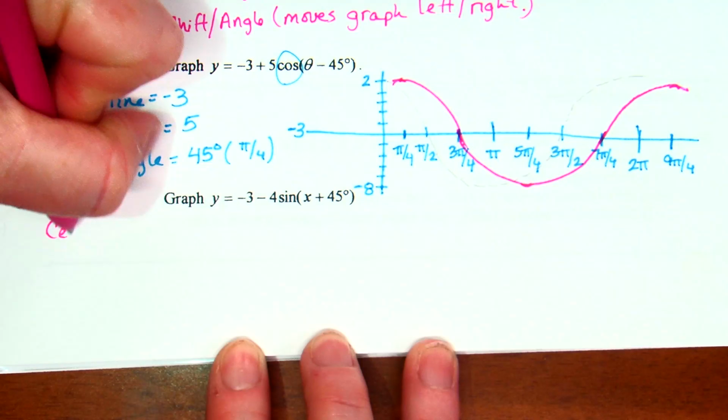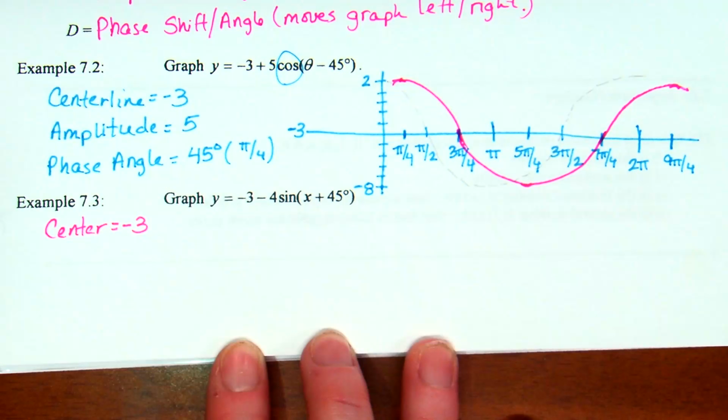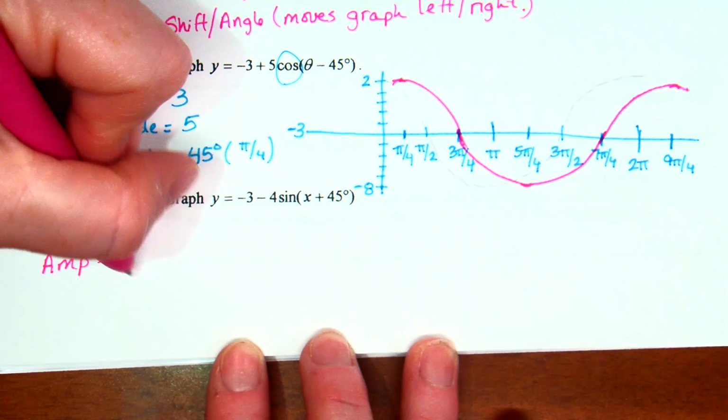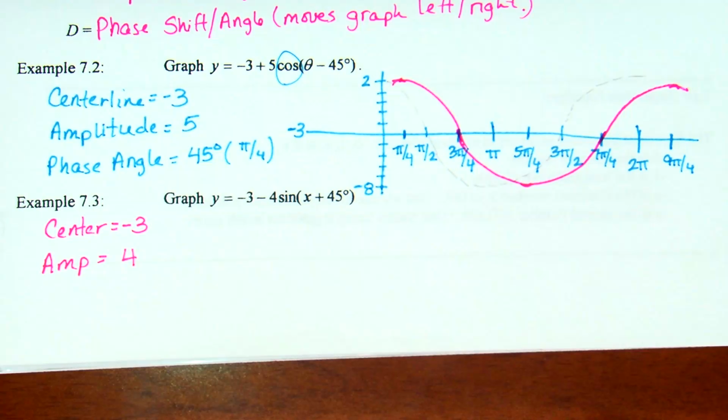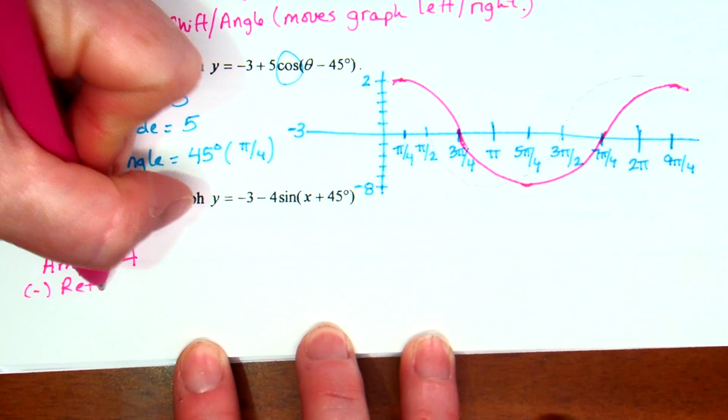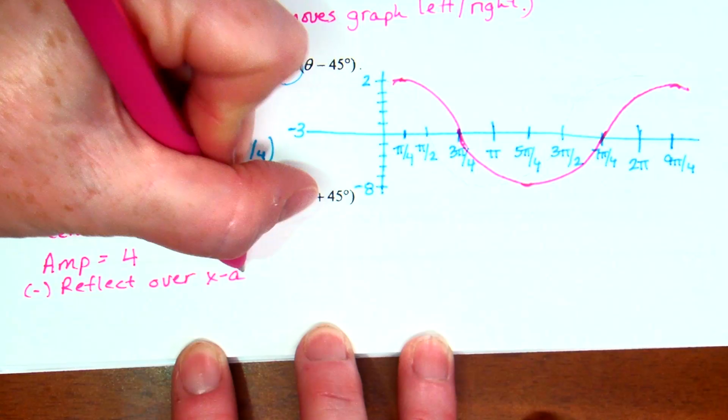Let's see. What about the center line? -3. Again. What about the amplitude? 4, and because the negative's on the amplitude, so basically the negative's on the sine or cosine function, we're going to reflect. And when we talk about this reflect, it's going to be reflecting over the x-axis, so upside down.